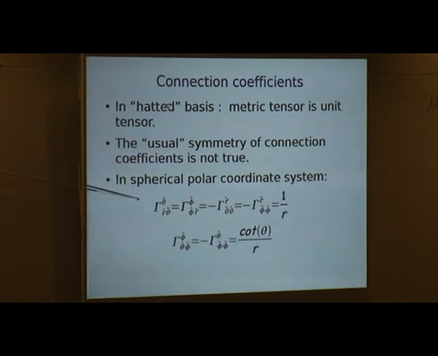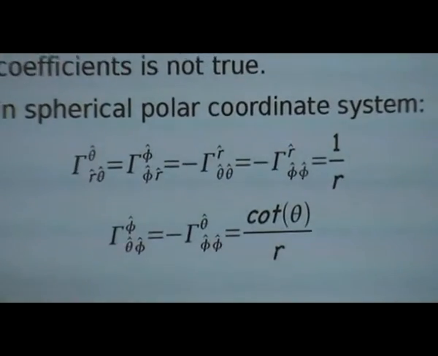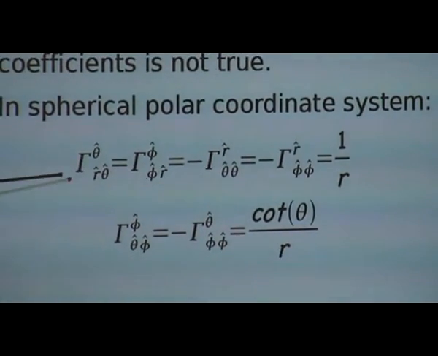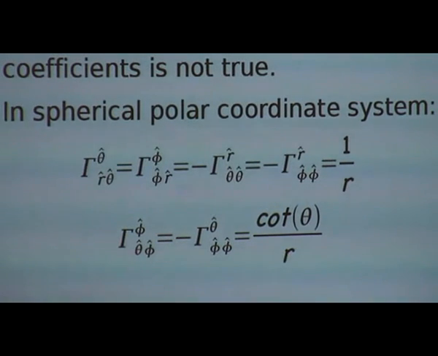So if you notice now, only these coefficients are non-zero, the rest are zero. And there are not many of them, there are just 1, 2, 3, 4, 5, 6 of them. So to get the first covariant derivative in this coordinate system is not very complicated.